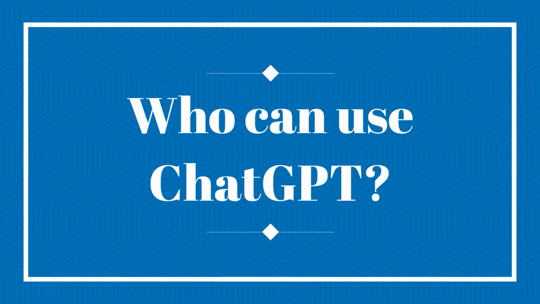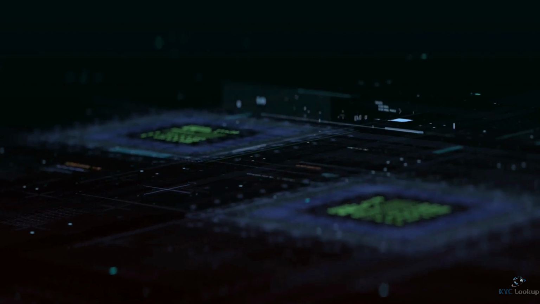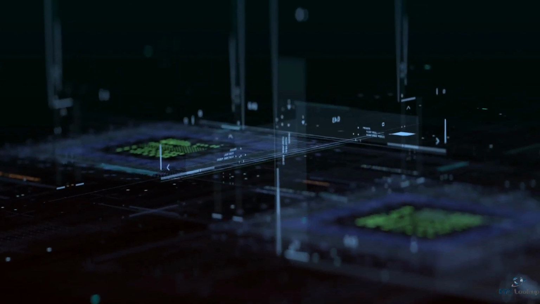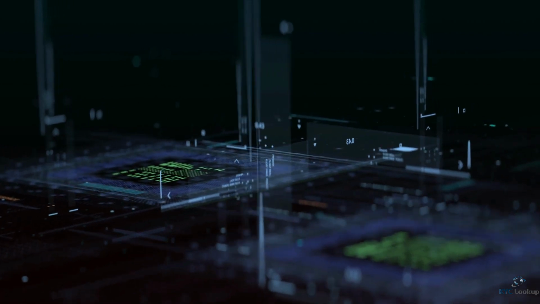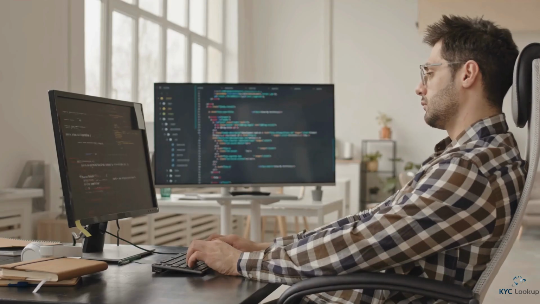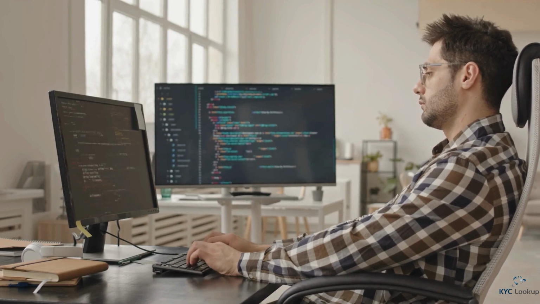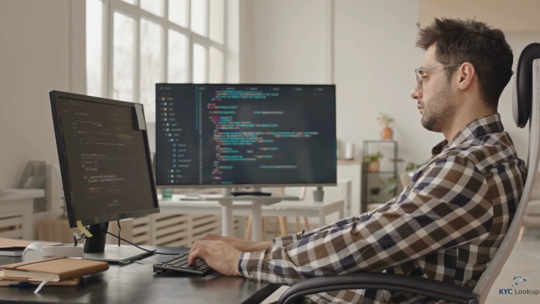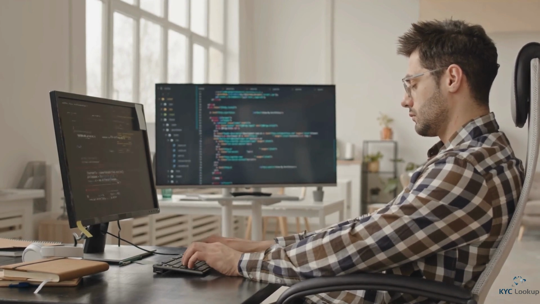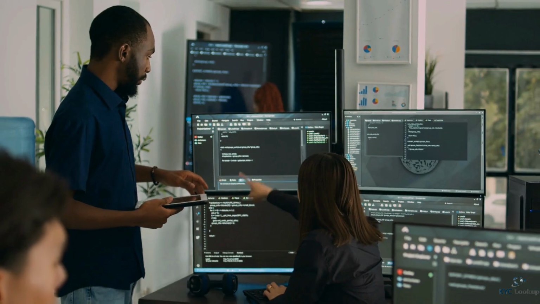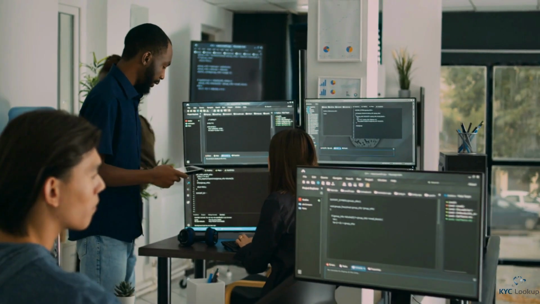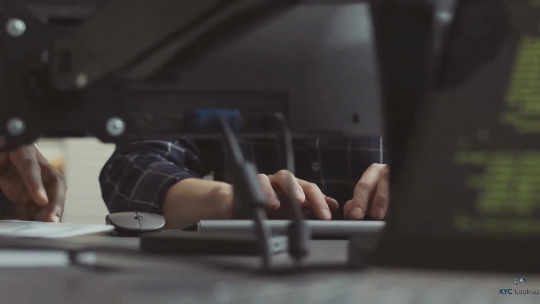Who can use ChatGPT? ChatGPT is widely used by a variety of different organisations and individuals for a range of tasks. One of the most common uses of ChatGPT is in natural language processing, NLP applications. Companies in technology and software development industries use ChatGPT to improve the accuracy and efficiency of their NLP systems, such as chatbots and virtual assistants. This allows them to provide more accurate and helpful responses to users, improving the overall user experience.